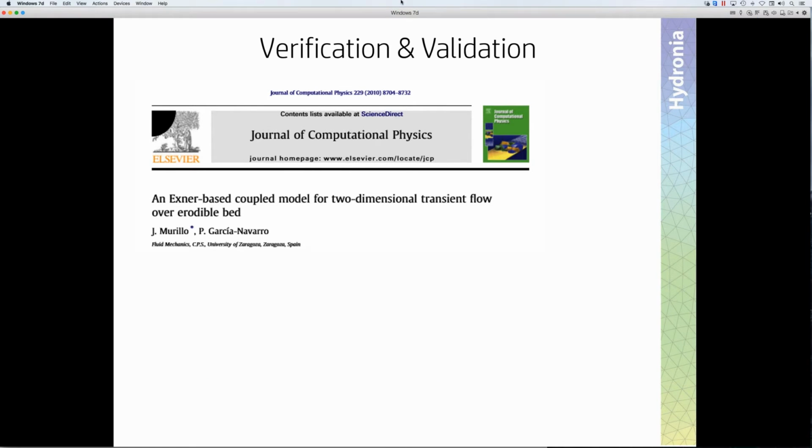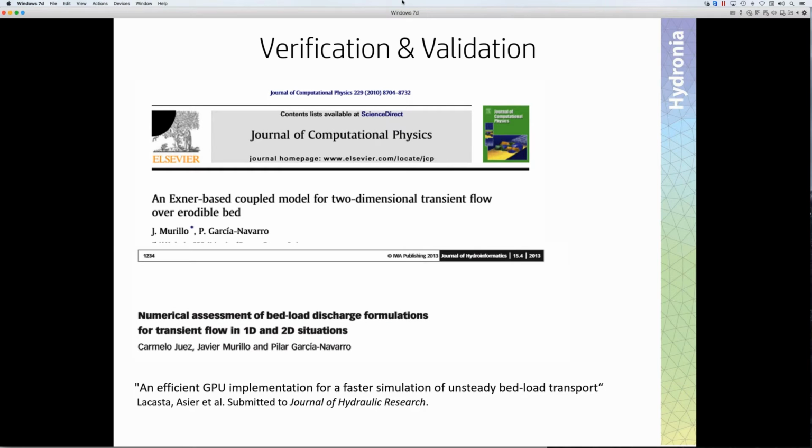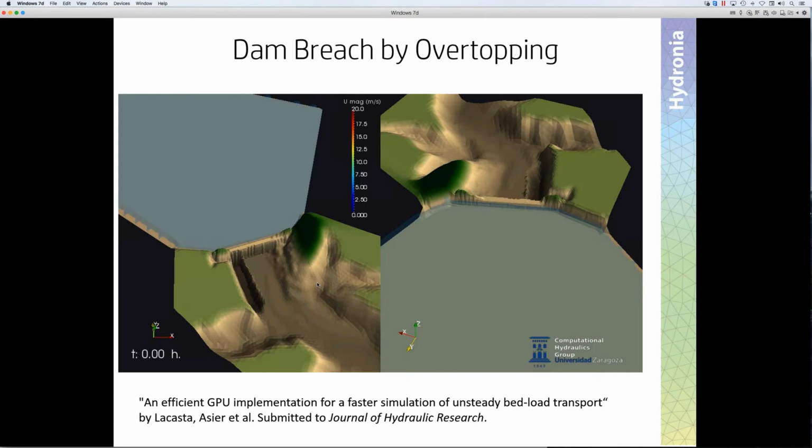Now, in regards to verification and validation, there have been many tests done on the model. These are just 3 papers that we are referring you to if you were interested in looking at the different tests and algorithm details that we implemented in the model. And they include a wide set of tests where the model is compared using data from real events and so forth.